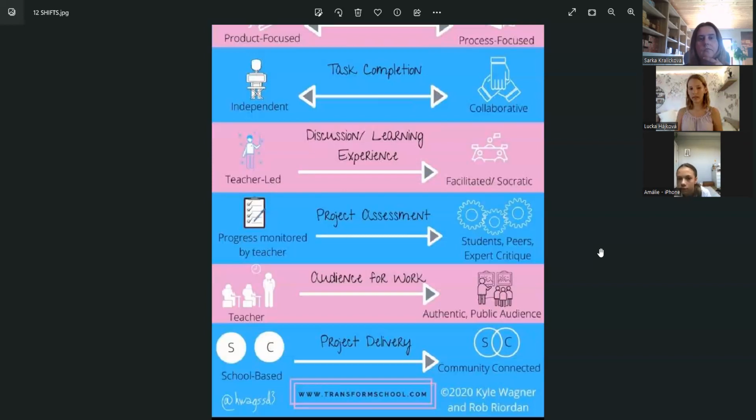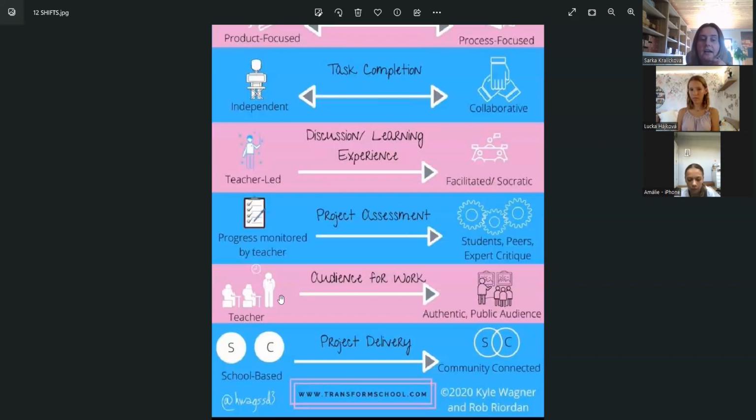I think that if the progress is monitored by only one teacher, then there's just one, we can say, type of feedback the student will get. But if there are more people who can give you the feedback, then you have many more opinions on what you did wrong and right. Yeah. Yeah, I agree with you.